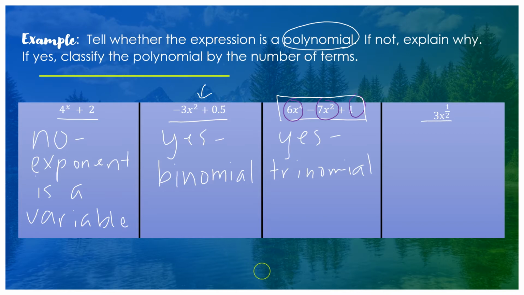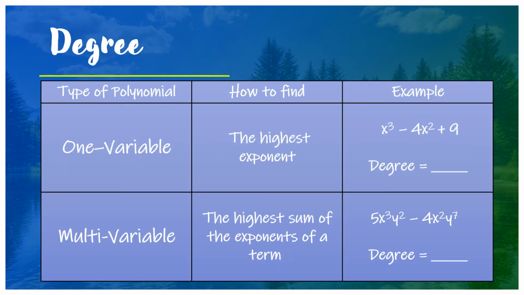All right, and then for my last one, this is going to be no, because the exponent is a fraction. Again, the exponent has to be a whole number in order to be a polynomial. So the next vocabulary we're going to talk about is degree of a polynomial. And so this is what I just addressed in the previous question, the difference between a one variable and a multivariable polynomial. A one variable polynomial just has an x or just has a y. You might see it more than once, but if it's only one variable, then that's that type of polynomial.